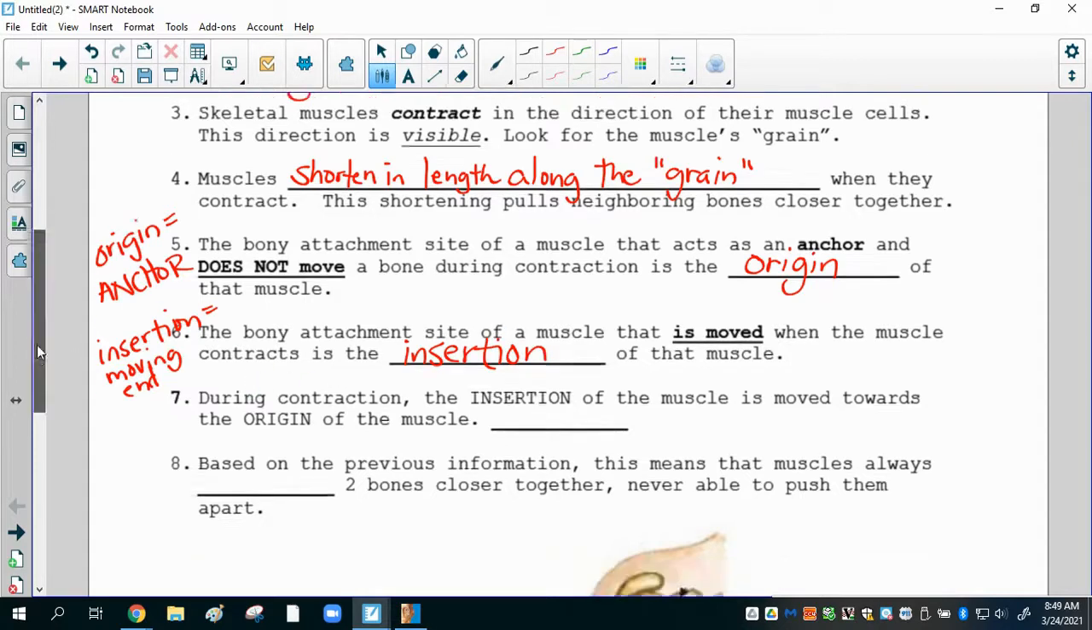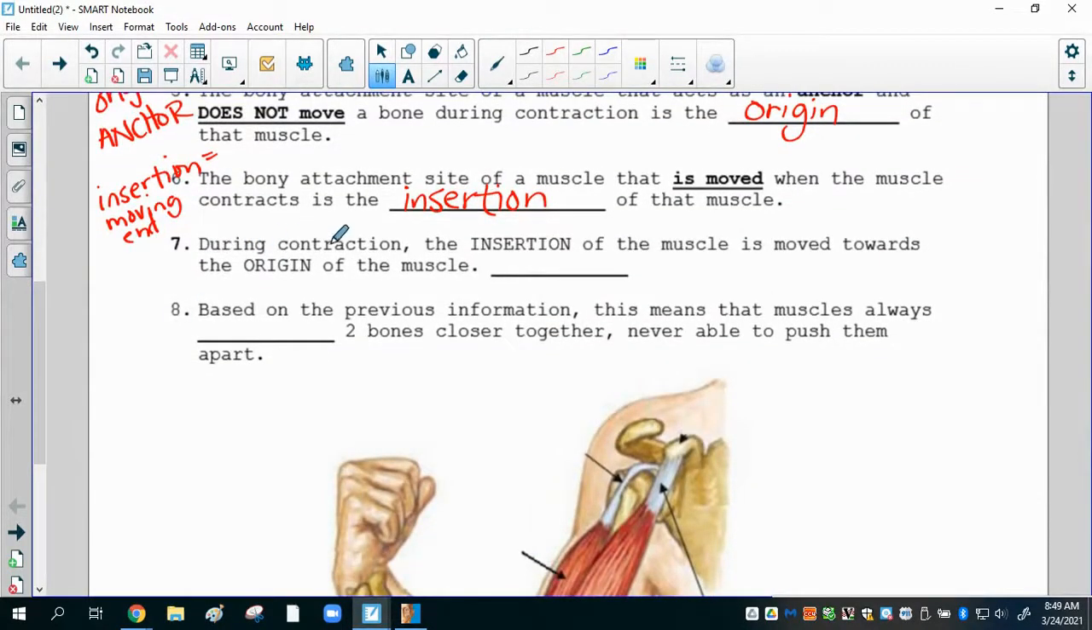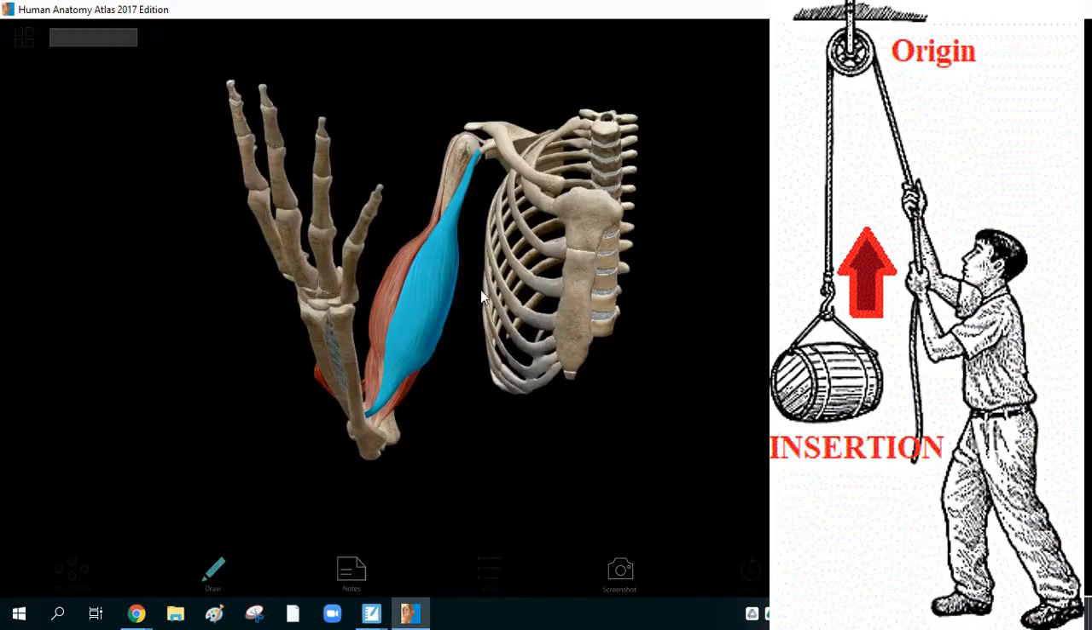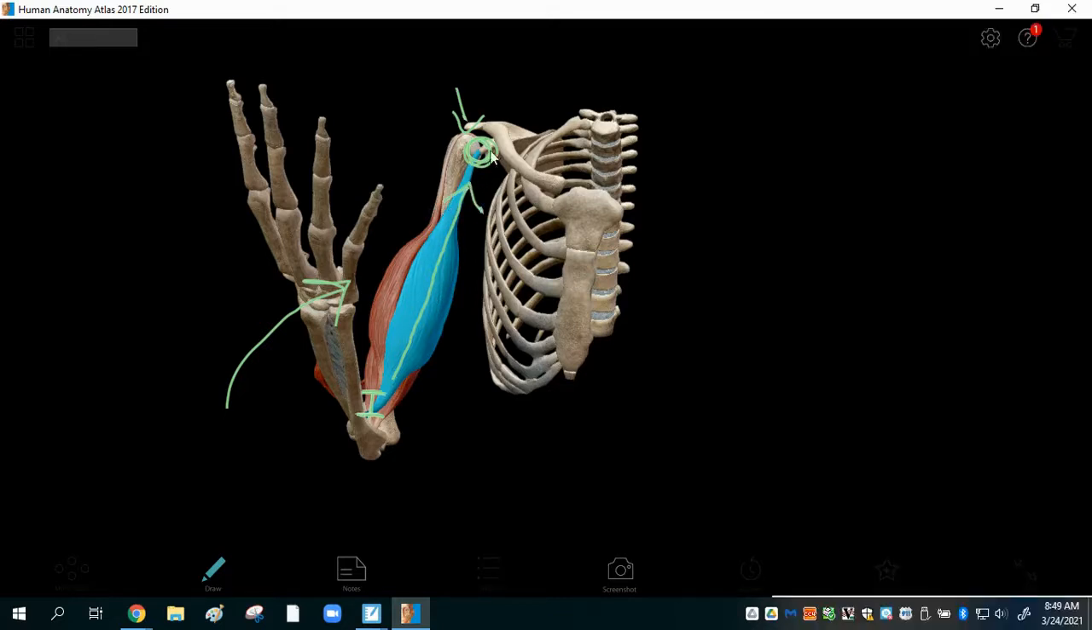Rule number 7. During contraction, remember the muscle shortens in length. The insertion, the moving end, is pulled towards the origin, the anchor. Let's watch it in action. So our animation is showing us flexion at the elbow. This is the origin end up here. This is the insertion end down here. And when we do elbow flexion, when we raise that lower arm up, this side of the muscle is pulled, shortens in length towards this side.